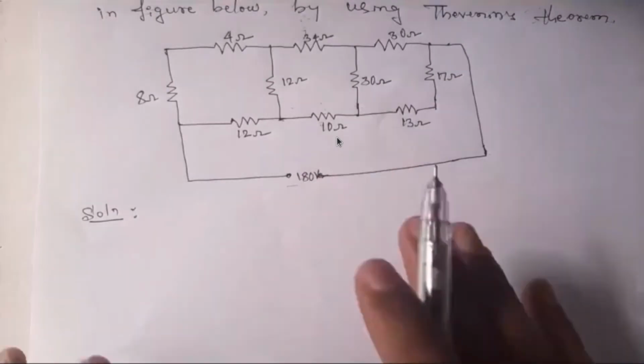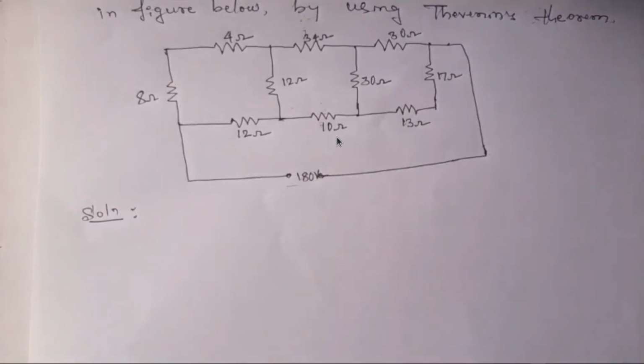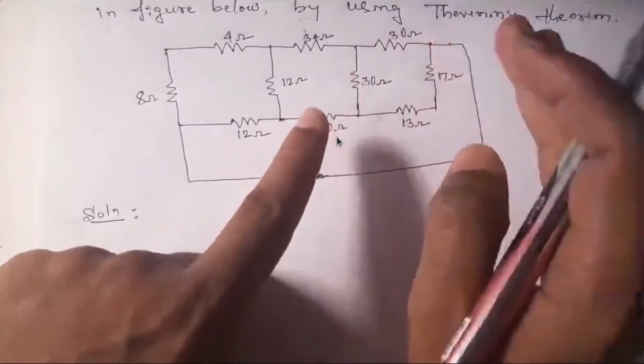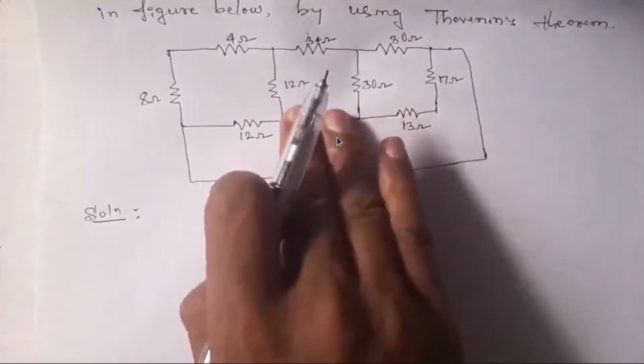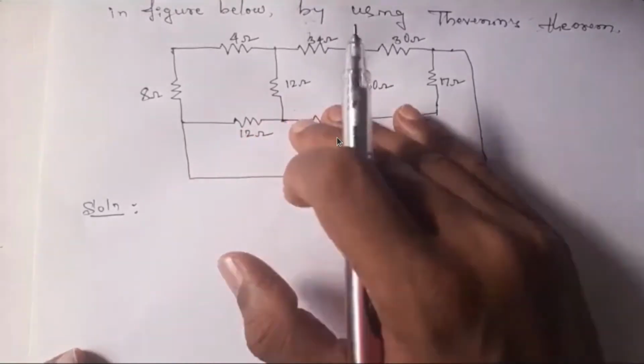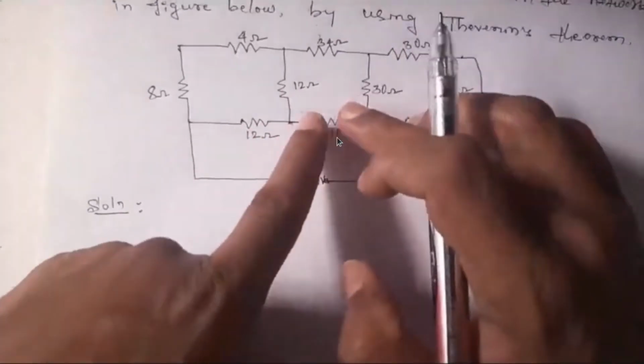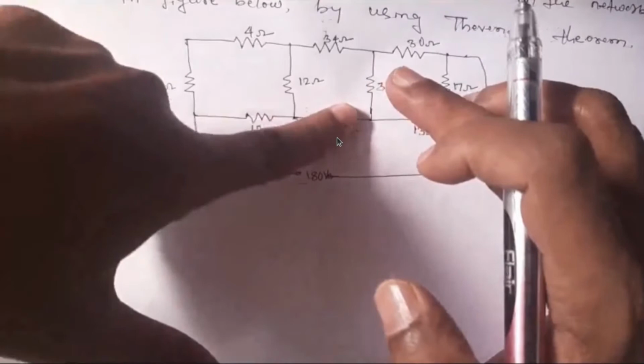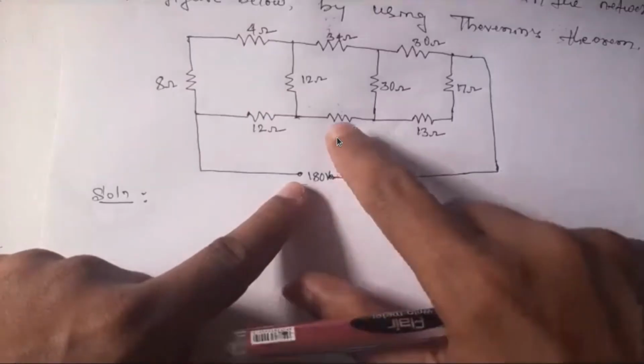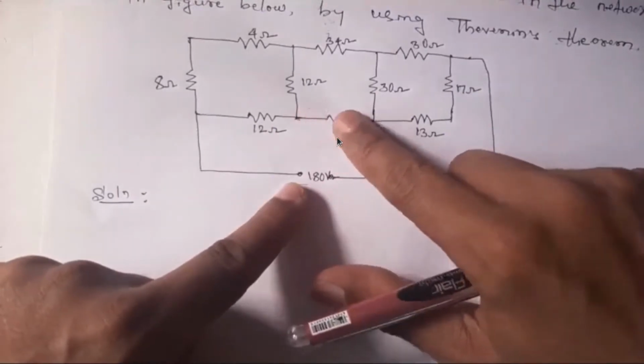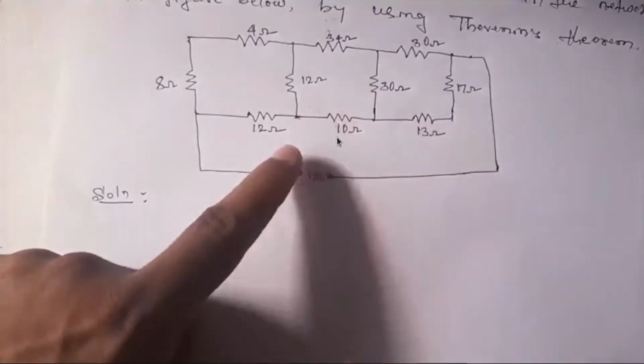Look at this. A very important thing is that now we are supposed to reduce the total network considering this as a load. Across this we should find VTH and RTH. How much is RTH and how much is VTH? Removing the load, this is something like B.